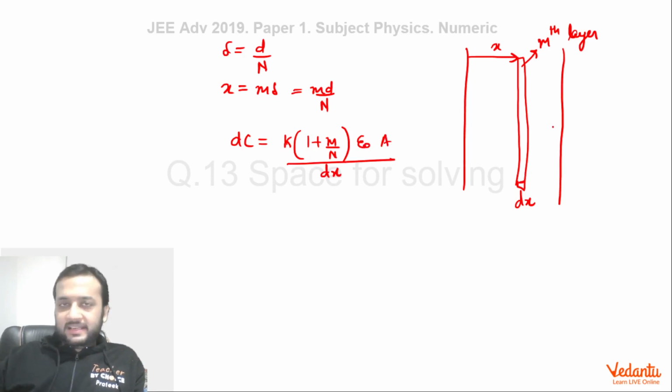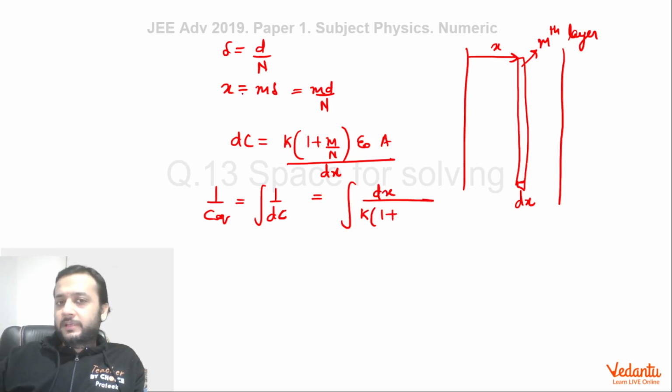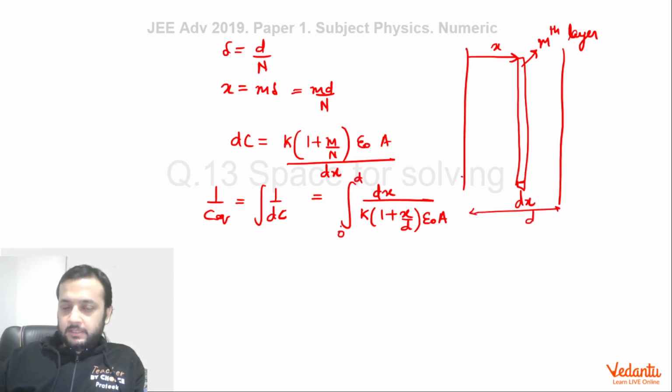Now all such layers are in series, so basically we can find 1 by C equivalent is equal to the integration of 1 by dC, right? So this will become dx upon K into 1 plus m by n. From here, can I write x by d? If you look at this expression, m by n will be x by d, and this is epsilon naught A. So the value of x will go from 0 to d. This whole separation is d, 0 to d.